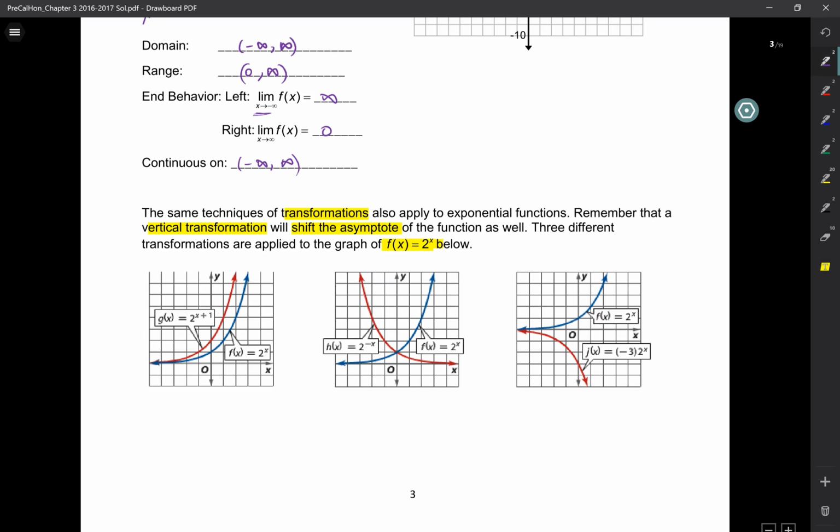Here we have 2 to the x, and we have 2 to the x plus 1. Here, since the plus 1 is applied to the x, this is a horizontal translation.